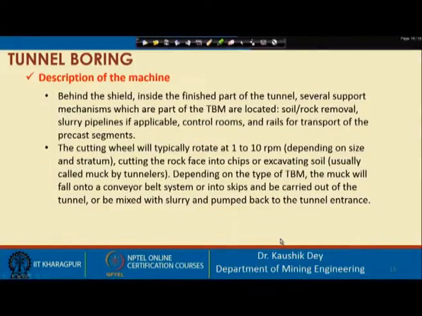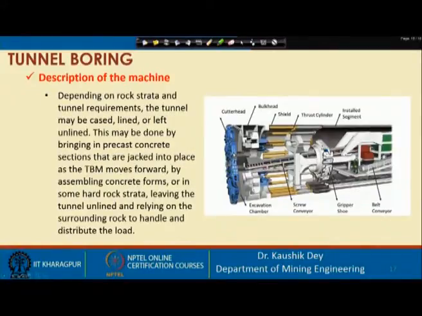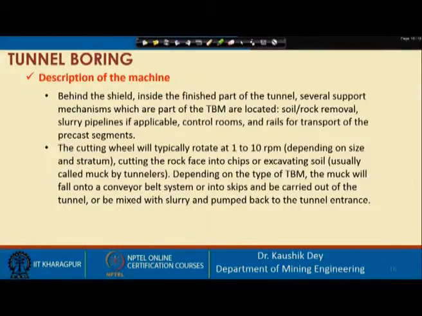Behind the shield, inside the finished part of the tunnel, several support mechanisms which are part of the TBM are located. The cutting wheel is typically rotated at a very slow speed, 1 to 10 rpm, depending on the size of the strata, cutting of the rock face and the condition of the rock, and it also depends on the type of TBM.